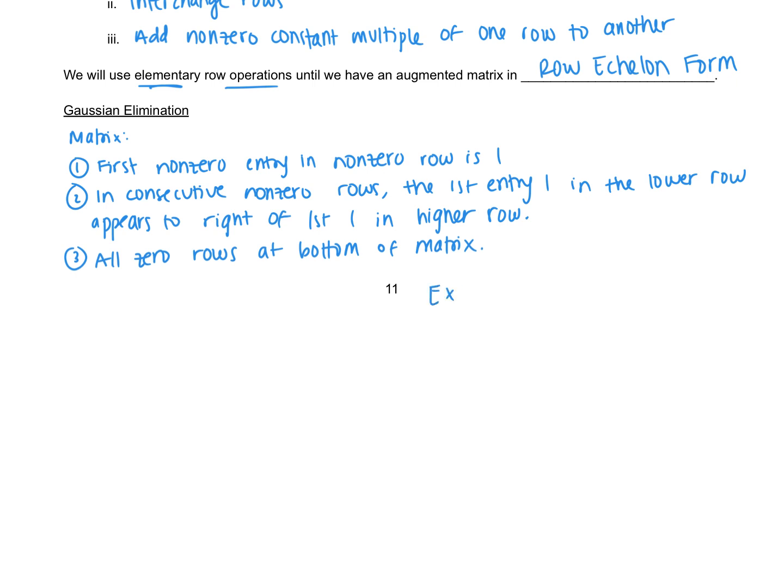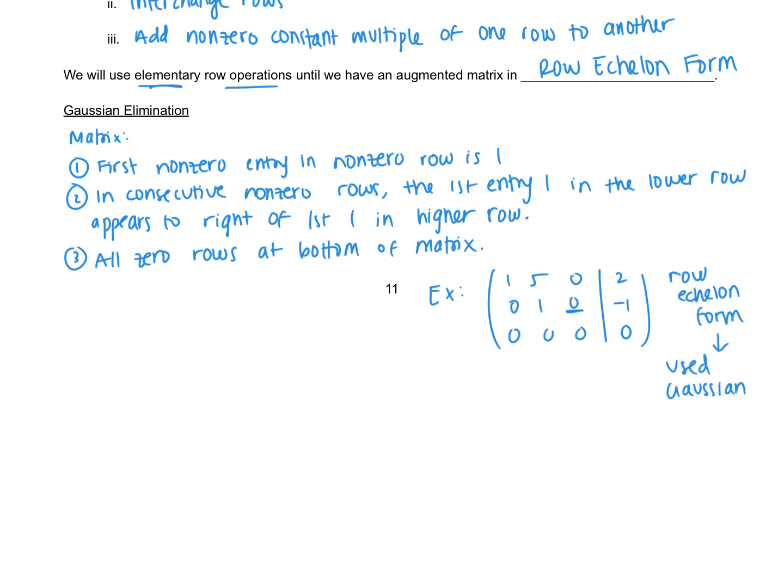Okay, so let's take a look at an example of what I'm talking about. The first non-zero entry in a row is 1. So I can have a 1 here, and then I have some other numbers that don't matter, and I'm augmented with some things. In consecutive rows, the first entry, which again has to be 1, has to be to the right of the 1 in the higher row. So because there's a 1 here, in my next row, the 1 has to be to the right of it. So I could have a 1 here. Everything before that has to be a 0. And then I have some number here, so maybe I have a 0. And then, if I have a 0 row, it's going to be at the bottom of the matrix. So this is called row echelon form, and we used Gaussian elimination to get here. Now, you're going to be asking, what is Gaussian? Well, we're going to get to that in a minute.